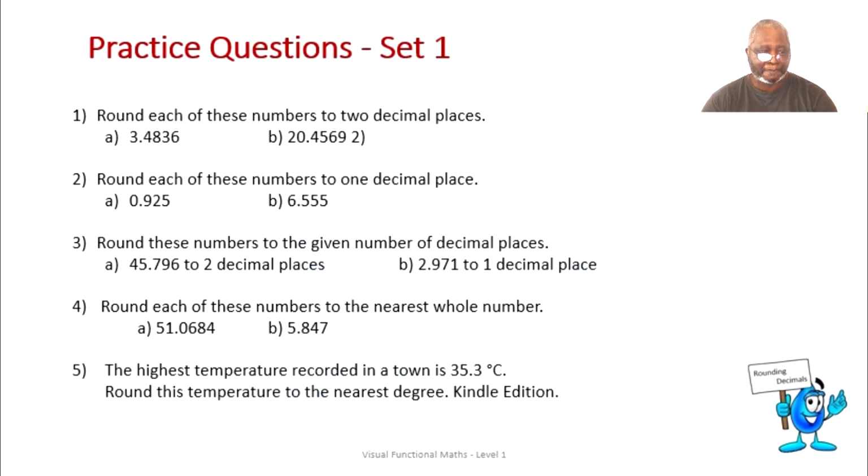Practice set 1. You've got 5 questions here. Questions 1 to 4 are A and B. Okay, so you have enough to practice what you have learned. Question 5 is an exam type question. The highest temperature recorded in a town is 35.3 degrees Celsius. This is becoming more and more frequent these days. Round this temperature to the nearest degree.